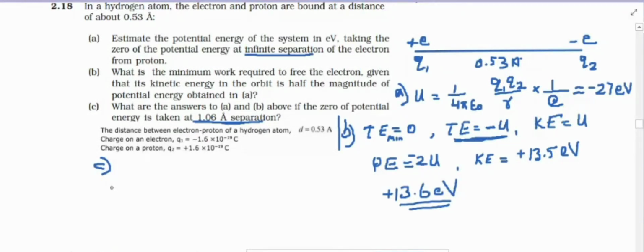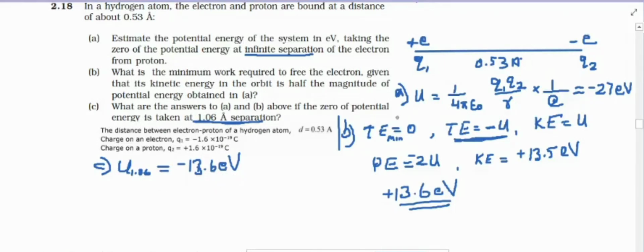So what do you have to do? First, you have to calculate potential energy at 1.06 angstrom using the same potential energy formula, 1 by 4 pi epsilon naught q1 q2 by r. R you have to take as 1.06. In such a situation, you will get the answer around minus 13.6 electron volt. And this minus 13.6 electron volt, the question says to take as 0.